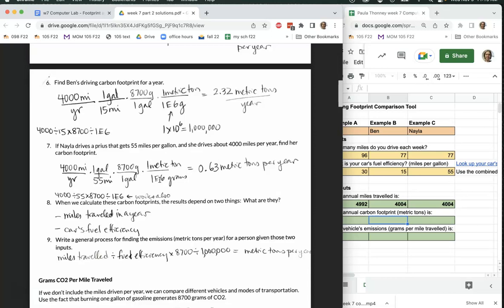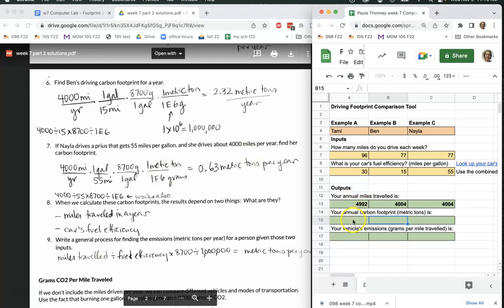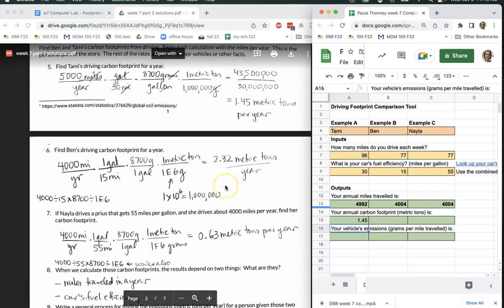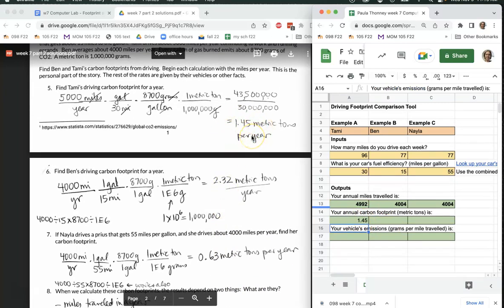So that's it. You need to click over here and say equals, and then the miles traveled is in A13 divided by the fuel efficiency for Tammy is in A9 times 8,700 does not need to be a cell reference, and divide by 1,000,000. Just make sure you have 6 zeros there. I don't use scientific notation in here. And sure enough, when I hit enter, I get 1.45, which is the same thing I got for Tammy's carbon footprint when we were working this out.